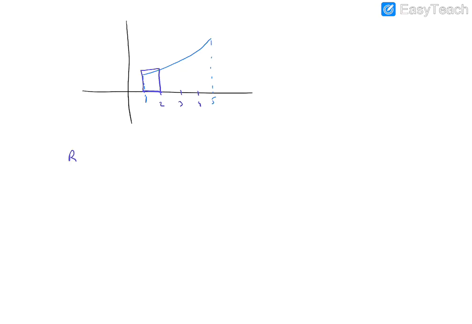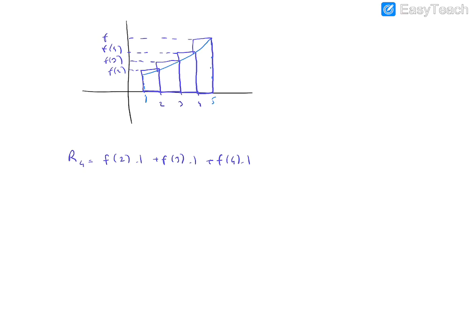So this is R4. So f of 2 times 1. This length is f of 2. For the second interval, that is 1, so this is f of 3. So plus f of 3 times 1. For the third interval, that point is f of 4, plus f of 4 times 1. And for the last interval, this is f of 5. So f of 5 times 1.